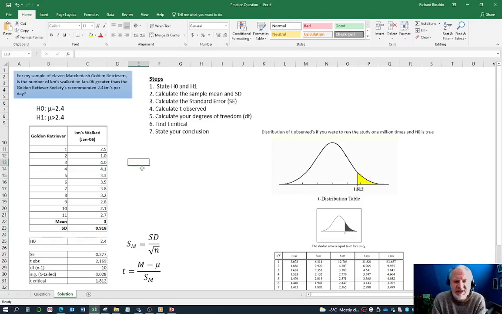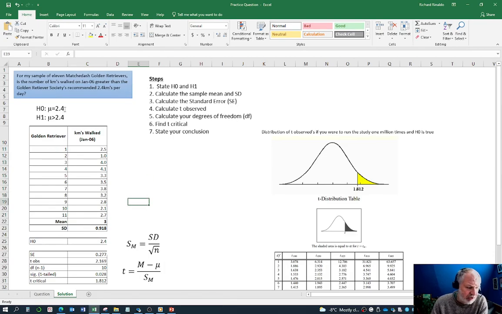First thing you do is you state your null and alternate hypothesis. You calculate your sample mean and standard deviation. For the t-test, you calculate your standard error, which is the standard deviation for the distribution of sample means. You calculate your t observed, then your degrees of freedom, find your t critical, and state your conclusion.